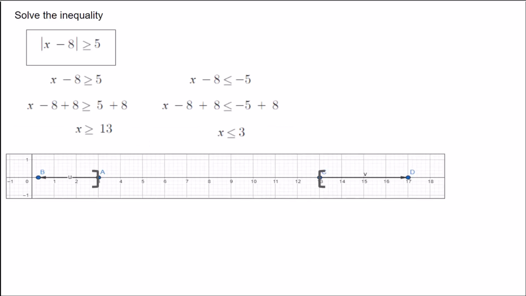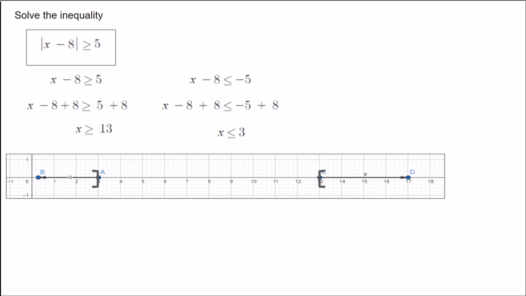Now we're going to talk about absolute value inequalities because they're a little bit different, and I want to make sure you have the concept down in case you get questions like this on a test or a quiz. So say we have a problem like this. On the left-hand side of the inequality, you have the expression x minus 8, but you want to take the absolute value of that, and you want to say that that expression is greater than or equal to 5.